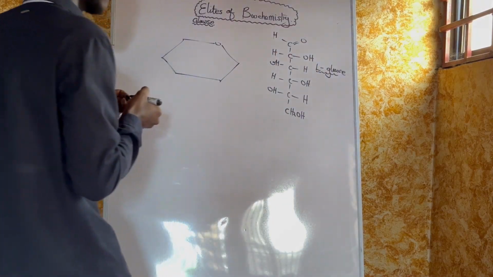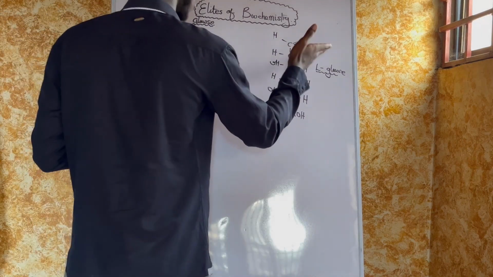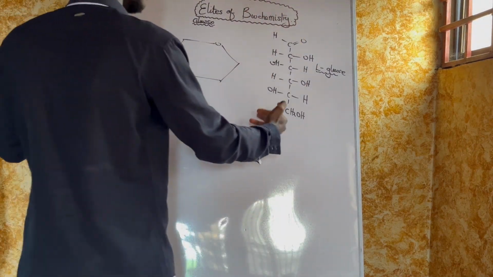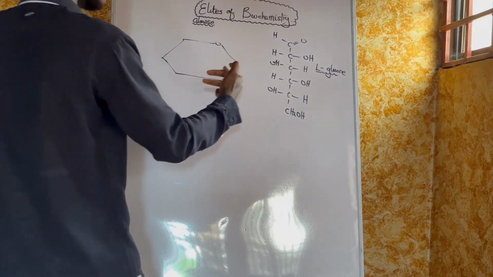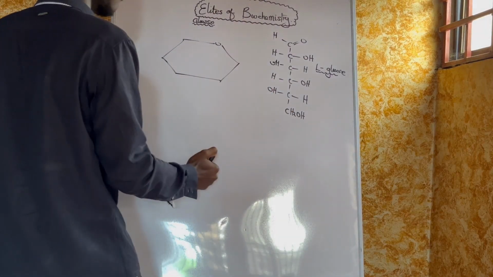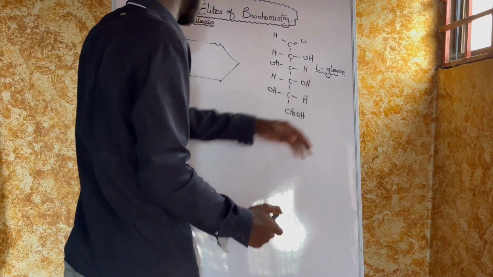This is the name that we can give it. We can't determine whether this one is alpha or beta because this one is in a straight chain, until it forms a cyclic membered ring where we are going to determine the position of the OH to either be at the top or at the down. This will be the name that we are going to sustain for the meantime.